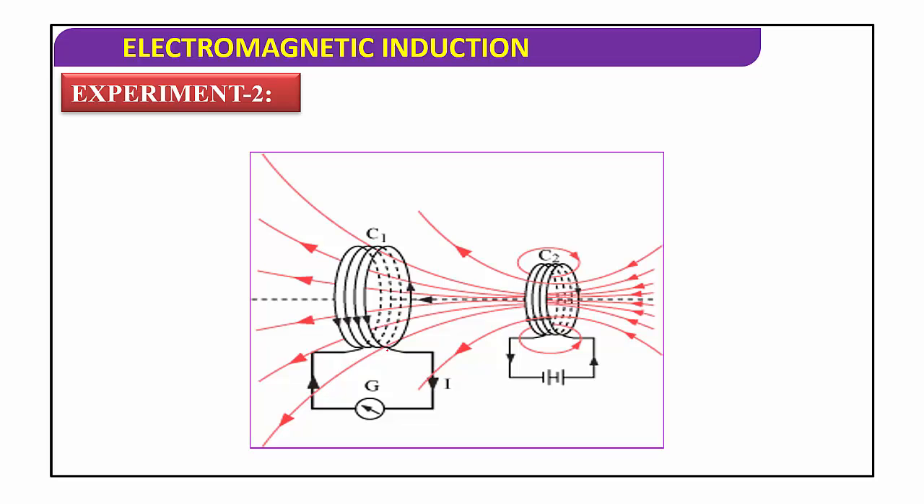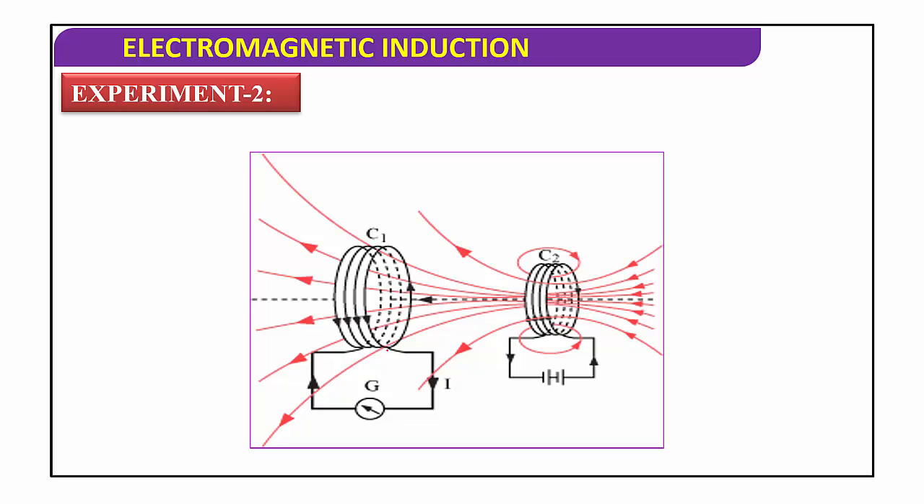Now the question arises: when the magnetic field surrounding coil C2 changes, why is current produced in the first coil? Yes, see here, the first coil is a conductor having n number of turns.